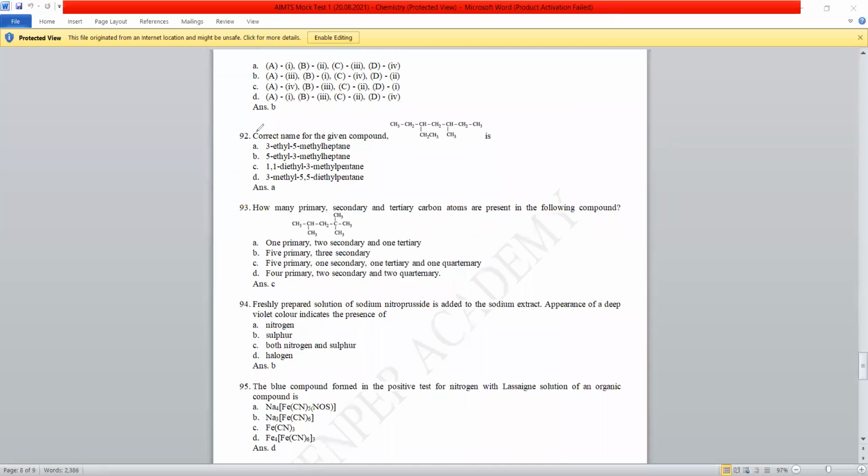Next, question 92: the correct IUPAC name of the compound. Let's see, students, we have to select the parent chain first. I am elaborating the structure here: CH3, CH2, CH, CH2, CH, CH2, CH3.